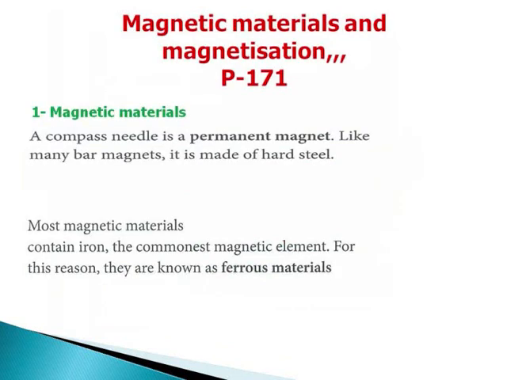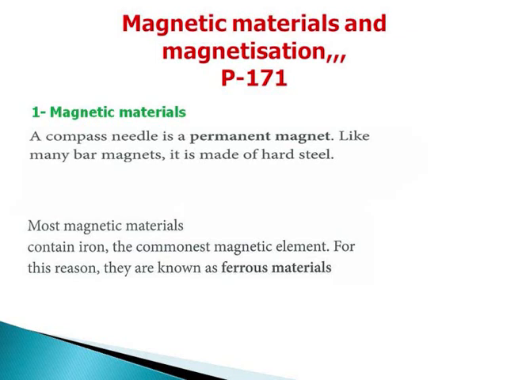So what are magnetic materials and magnetization? Please turn in your book to page 171, and we will start with the topic of magnetic materials. What are magnetic materials? A compass needle is a permanent magnet, like many other magnets. It is made of hard steel.